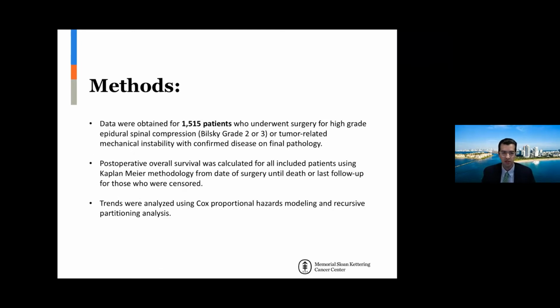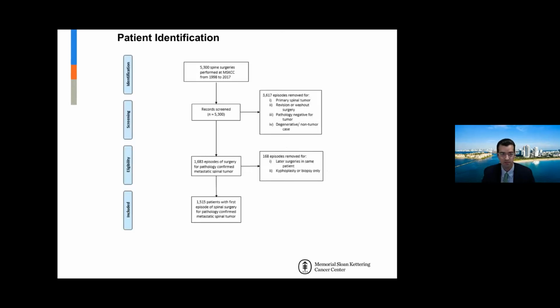We did this by looking at data for 1,500 patients who had undergone surgery for high-grade epidural spinal cord compression, on the epidural spinal cord compression scale, also known as the Bilsky grade 2 or 3, or tumor-related mechanical instability with confirmed disease on final pathology. We then calculated overall survival based on the date of surgery until death or last follow-up for those who were censored. And finally, we analyzed trends using Cox proportional hazards modeling and recursive partitioning analysis.